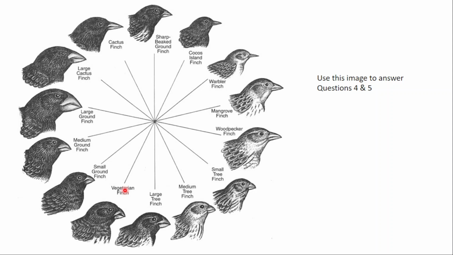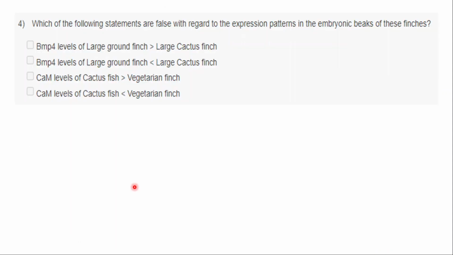Let's wait for a minute to see some answers. So again, I will emphasize large cactus finch and large ground finch. What is the BMP level? Calmodulin levels between cactus finch and vegetarian finch. This was the question. BMP levels of large ground finch versus large cactus finch, and CaM levels of cactus finch versus vegetarian finch.